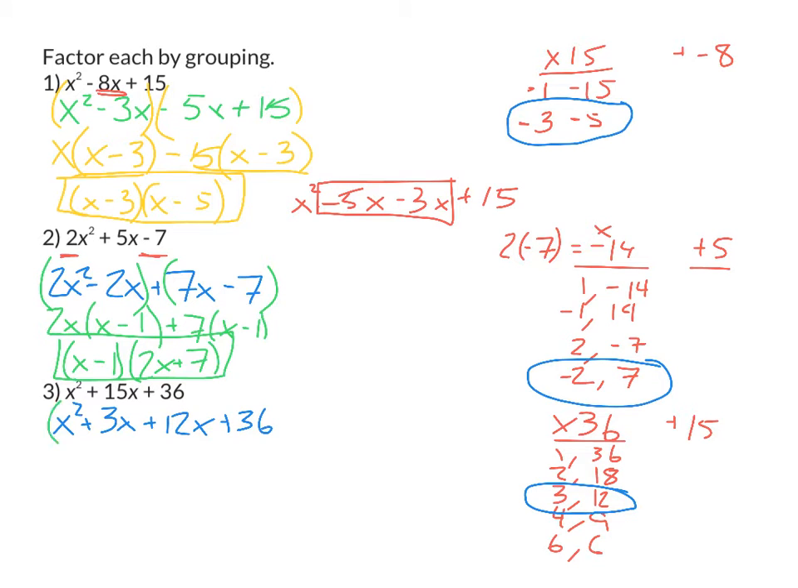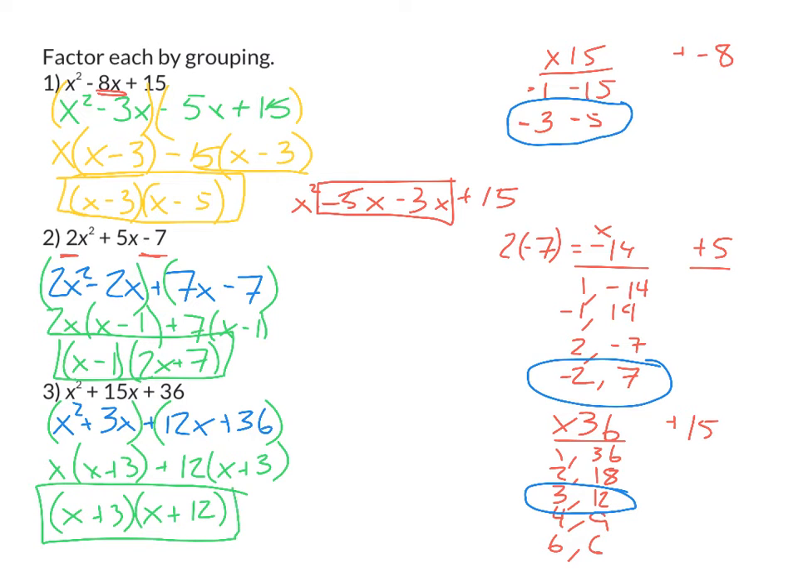And we do our grouping. These together and these together. The first two have an x that can come out. The second two have a 12 that can come out. So our x plus 3's are in common, and the leftovers are x plus 12. And that's the factored form for that one.